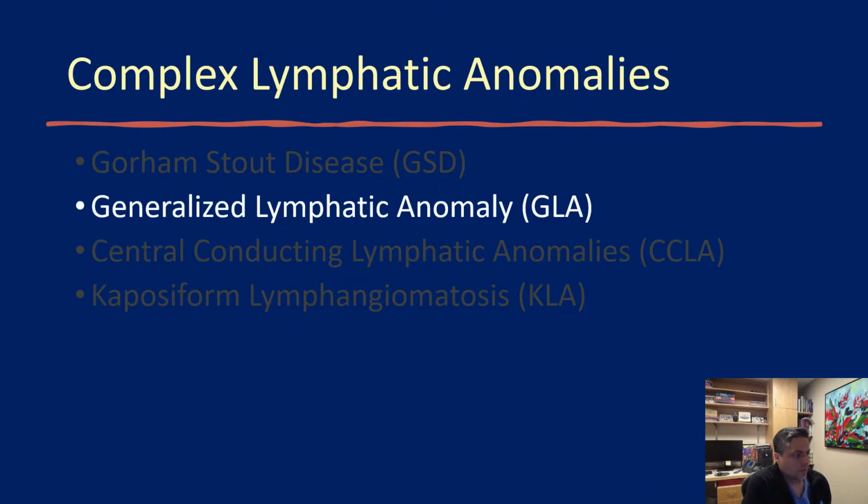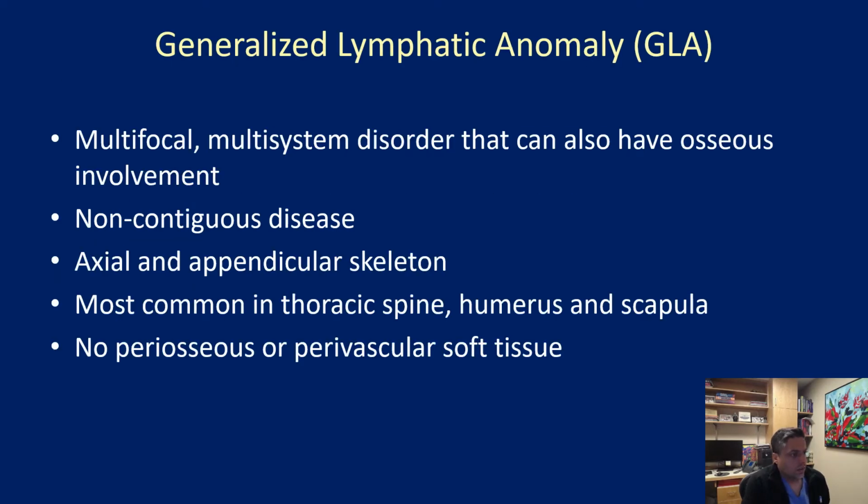The second condition, which is primarily a lymphatic osseous disorder, is generalized lymphatic anomaly. As the name suggests, this is a much more diffuse condition with multifocal, multi-system involvement, and in contrast to Gorham-Stout disease, there is evidence of non-contiguous disease involvement, and GLA can affect the axial and appendicular skeletons equally.